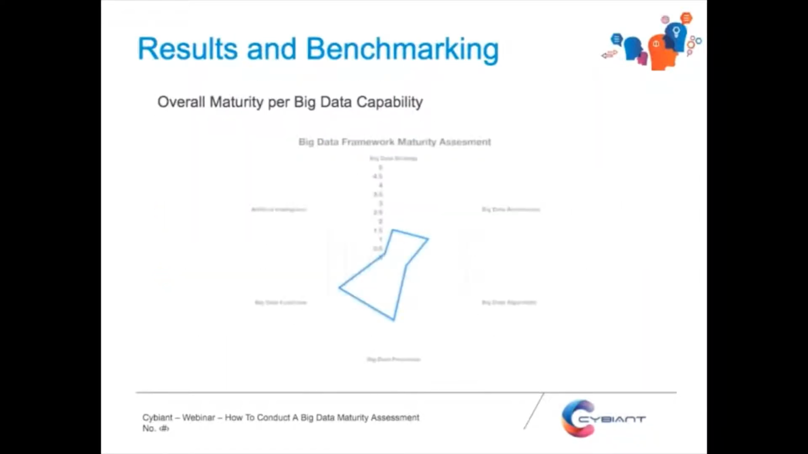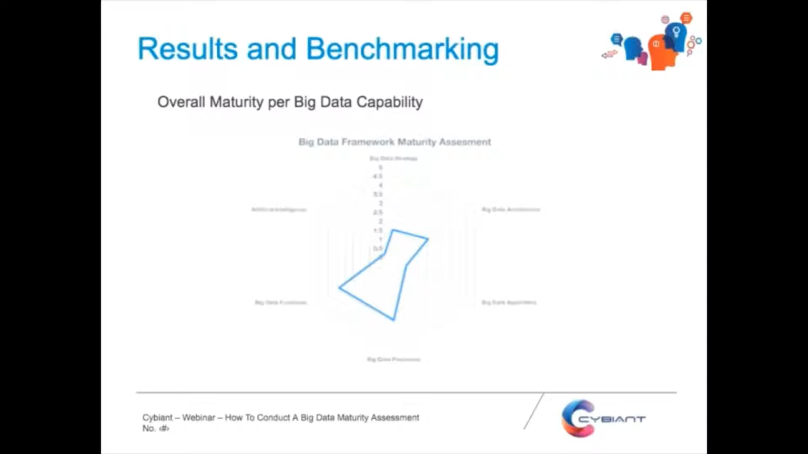So now that you've collected the data and done this assessment over the organization, you get a particular result. That result will look a little bit like the spider graph that you see here in the slide in front of you. Here you can see what the overall maturity is. This is the highest level view, and here you can really see how an organization overall scores in terms of their maturity on big data.